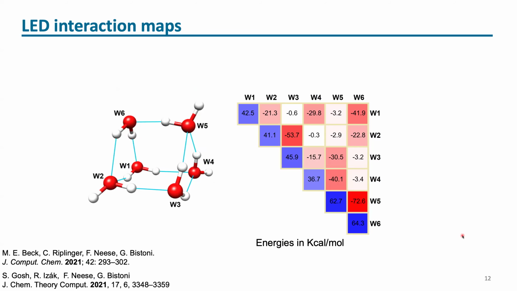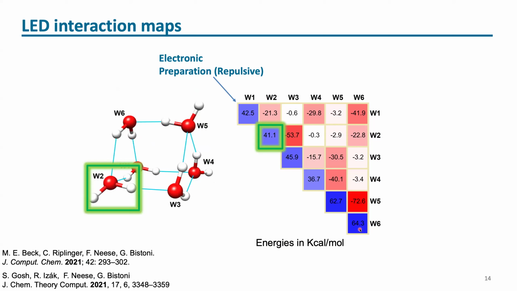For systems with many fragments, the results from the LED analysis can be represented graphically by means of the LED interaction maps. Here is an example of these maps for the decomposition of the binding energy of the water hexamer. In this matrix, the diagonal terms represent the electronic preparation, so again associated with the change in the electronic structure, in this case of the water molecules upon formation of the cluster. For example, the electronic preparation of water 2 for this example amounts to 41.1 kcal/mol.